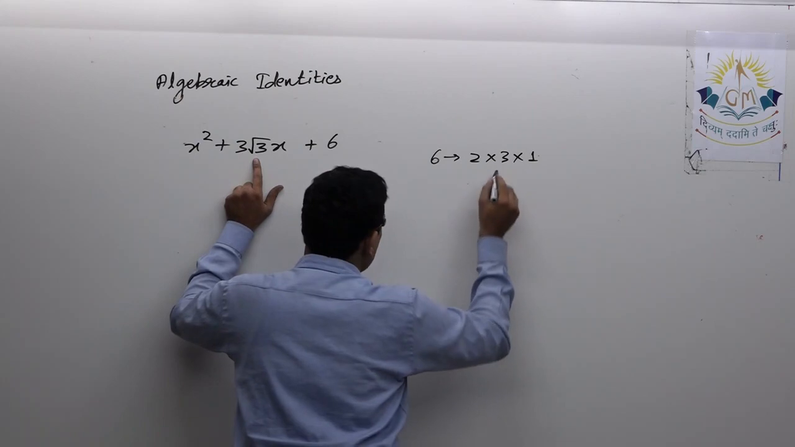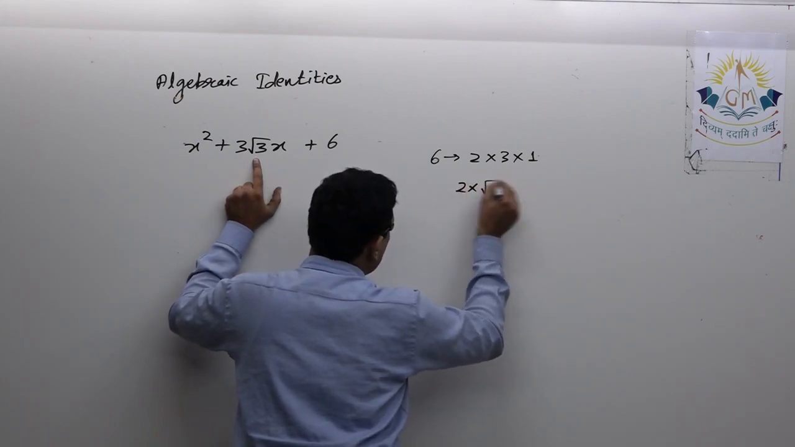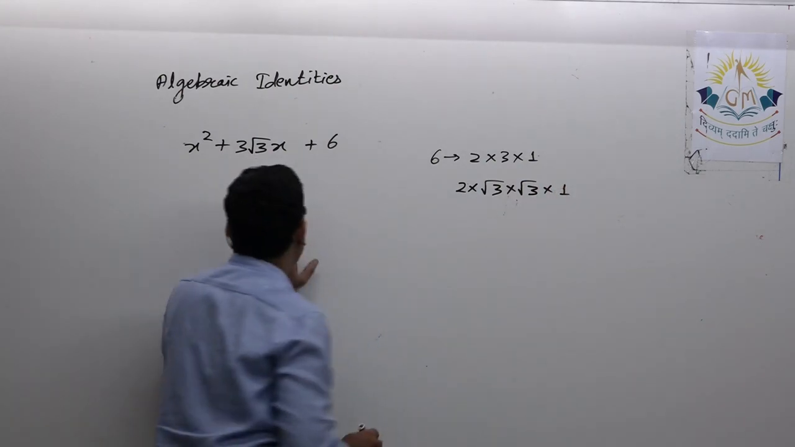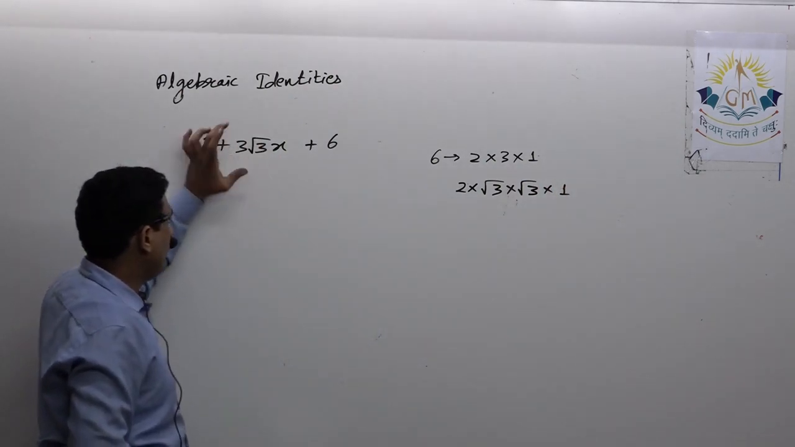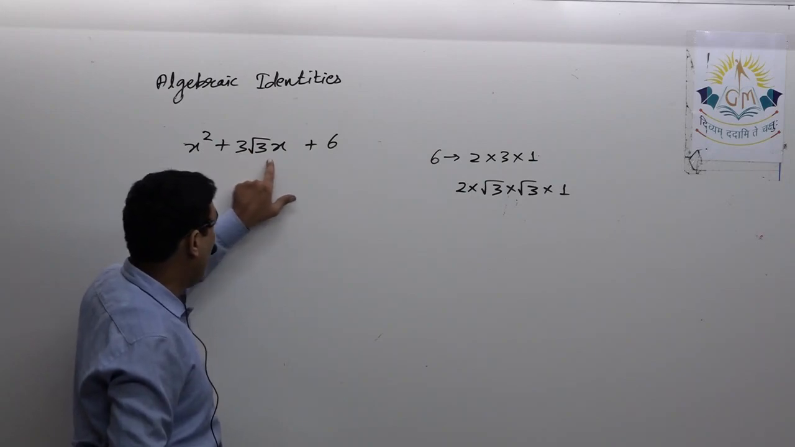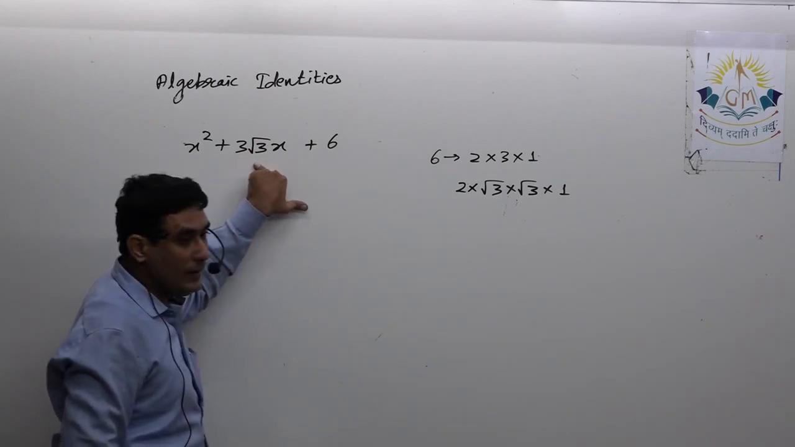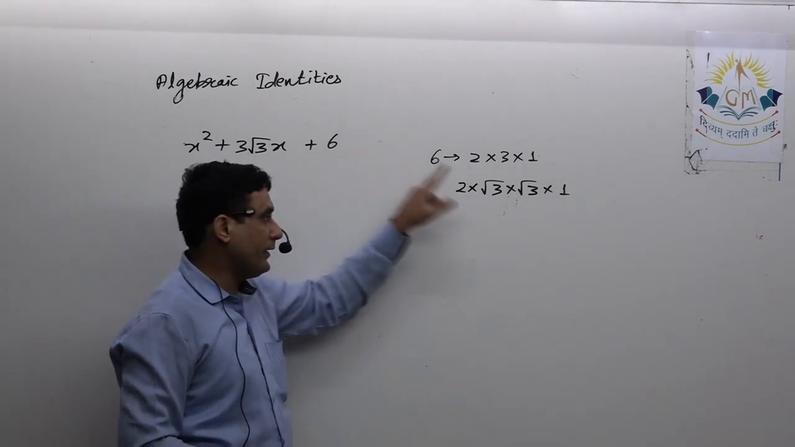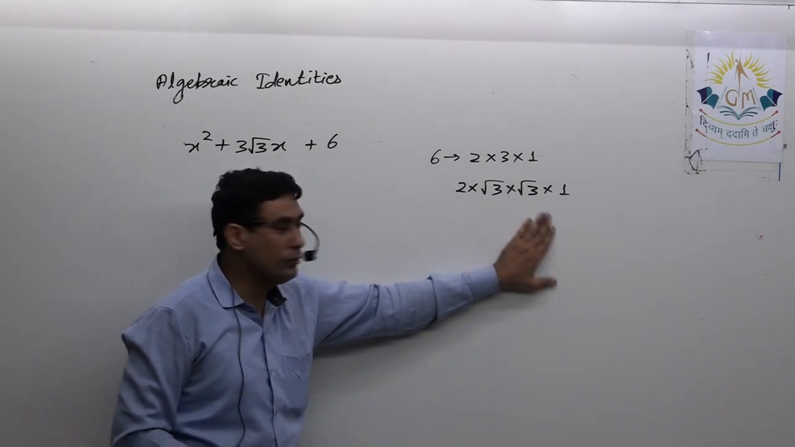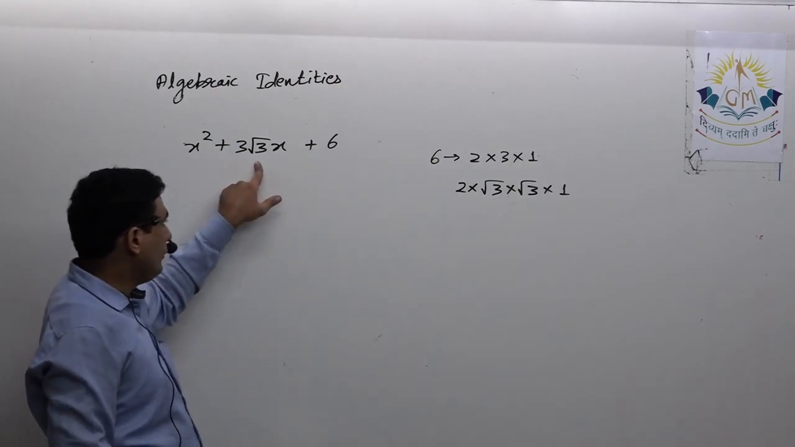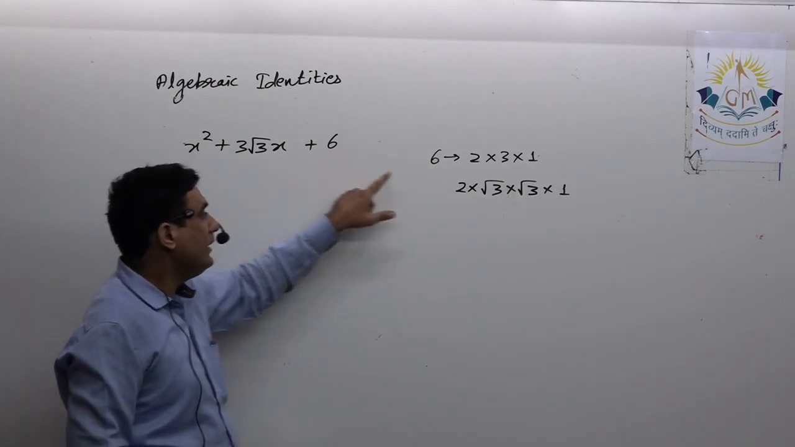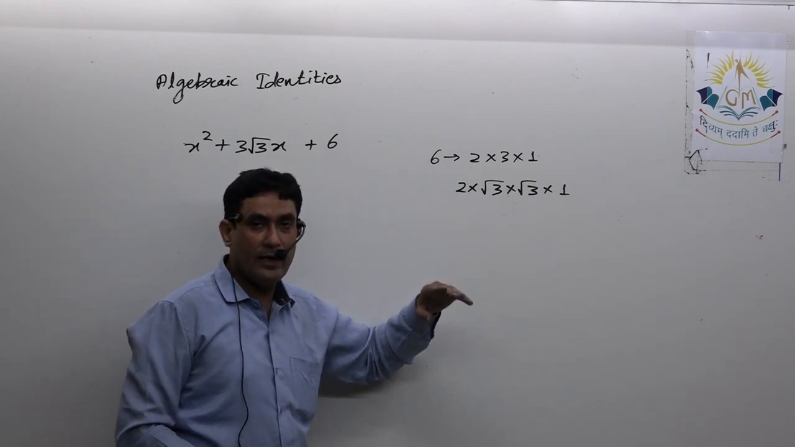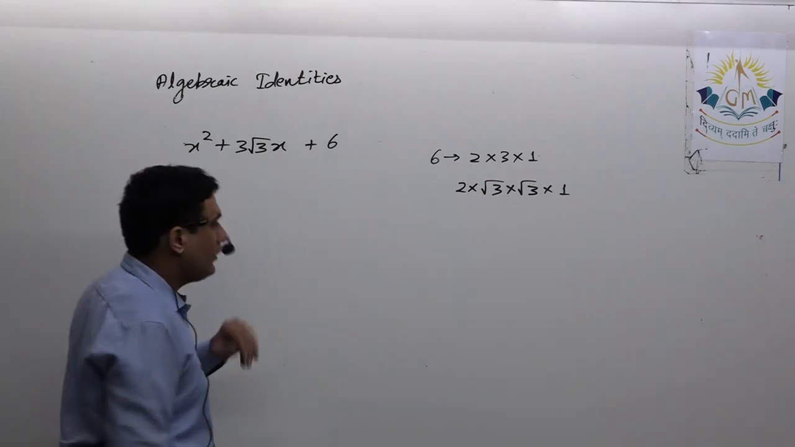Now there is root 3, so I will further factorize this, 2 into root 3 into root 3 into 1. Okay, keep that thing in your mind always, that if you have the term root 3 here, definitely you will get one of the factors as 3, so that you can factorize it further in the form of root 3 and root 3. If you have root 7 over here, definitely you will get one of the factors as 7, so that you can factorize it further as root 7 and root 7.